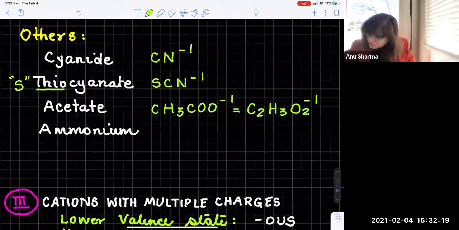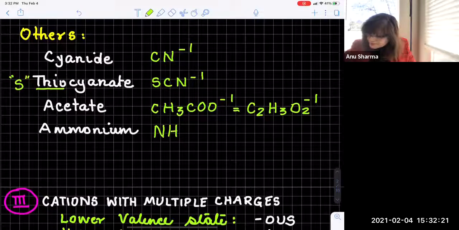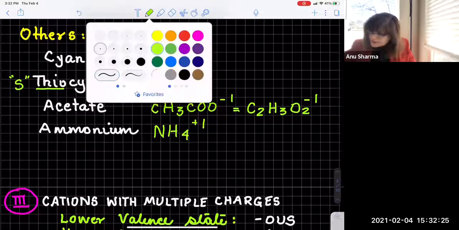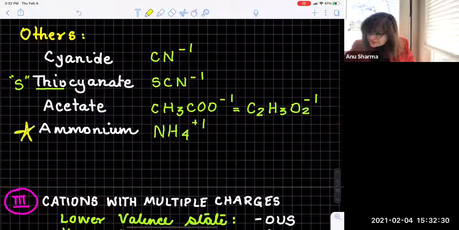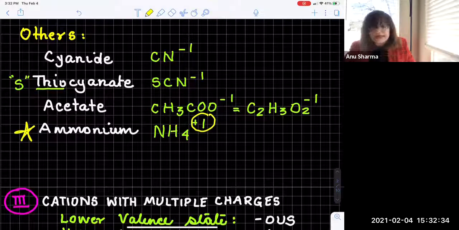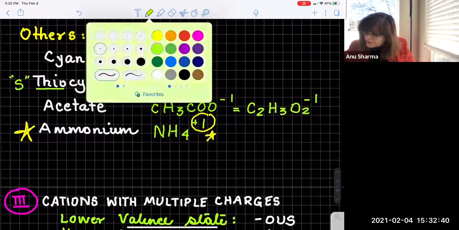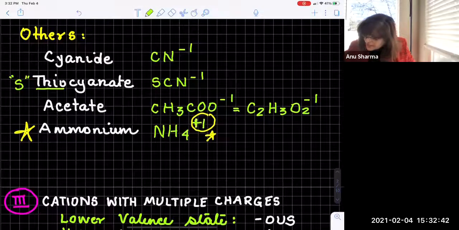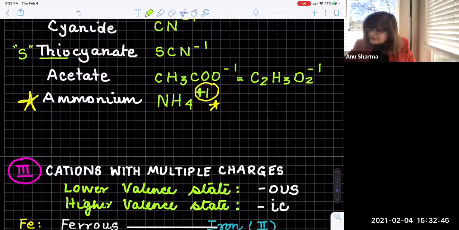Then comes the ammonium, NH4 +1. This is the only one in your list so far which has the positive. This is a positive ion, so pay attention to that. Ammonium is NH4+. Okay, so pay attention to this piece right here. It's the only positive one. Okay, that's one thing. Now let's look at the cations with multiple charges.